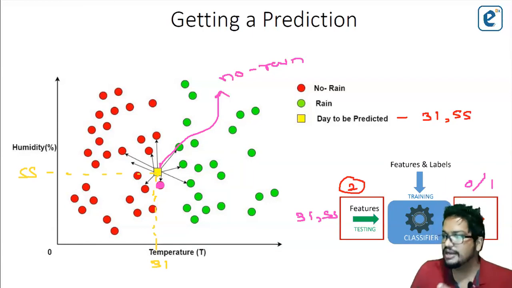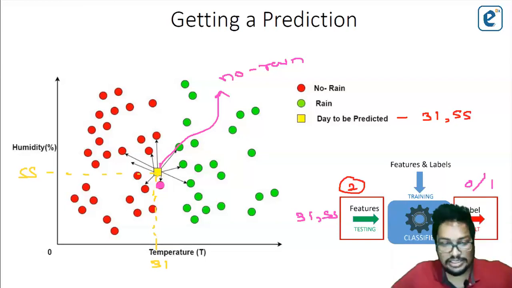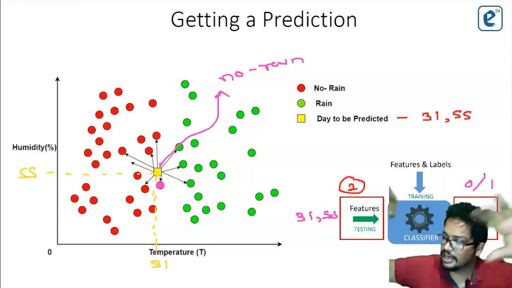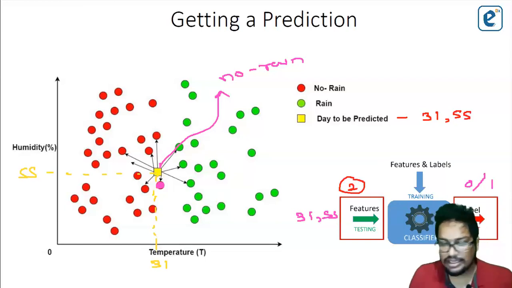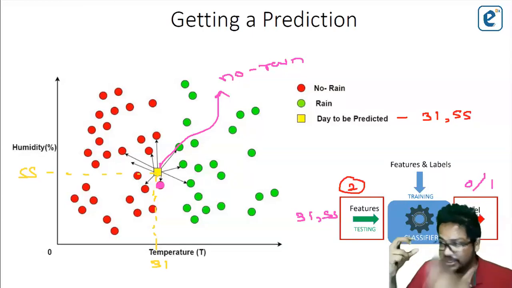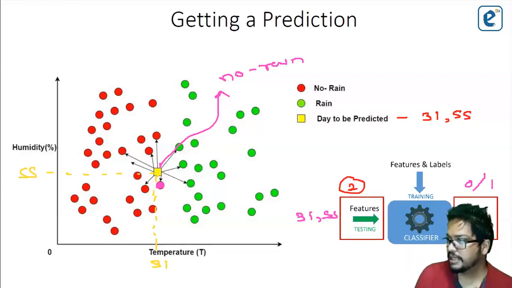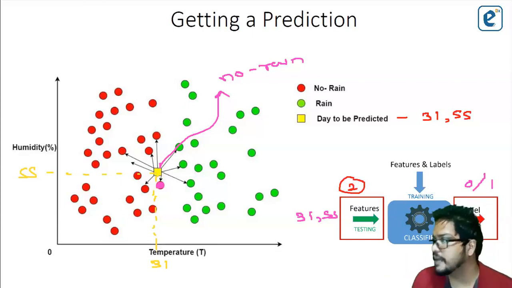So it's going to find the nearest one. The unknown data point, the day to be predicted, is this yellow colored one. So it's going to measure the distances to all the training data points and select the nearest data point, the data point with the minimum distance to the testing data, and predict that point as the nearest point's label.